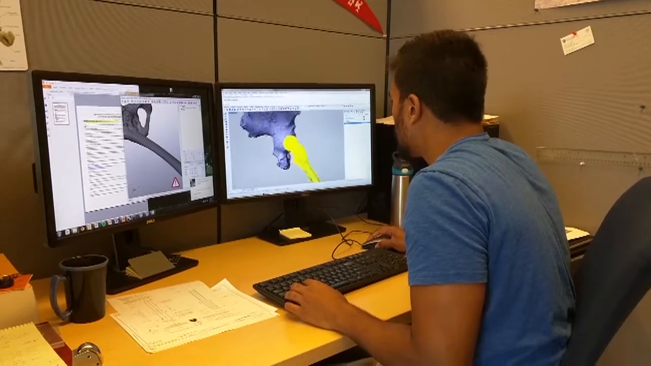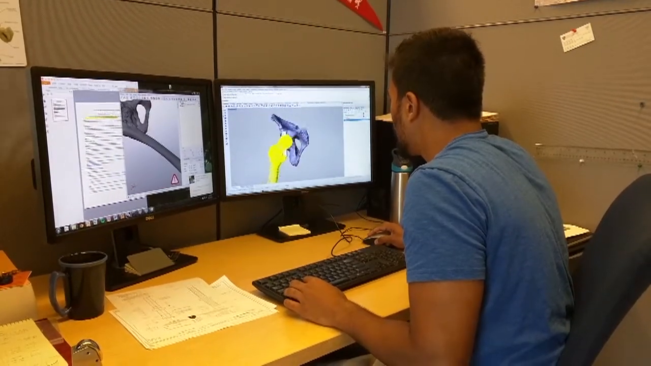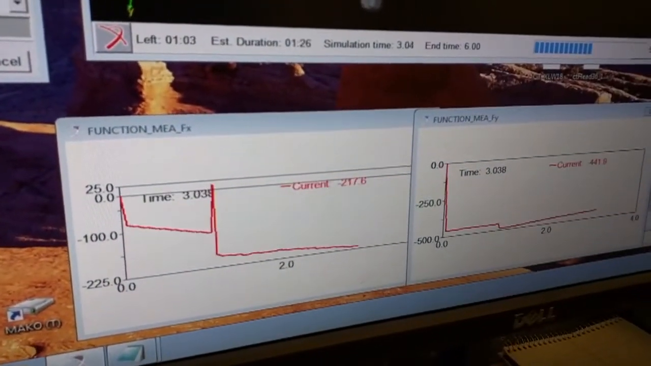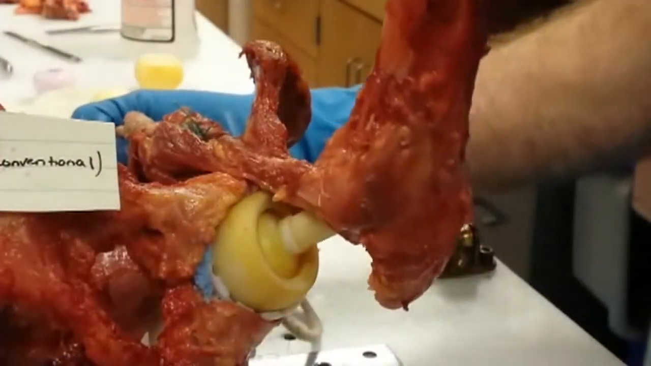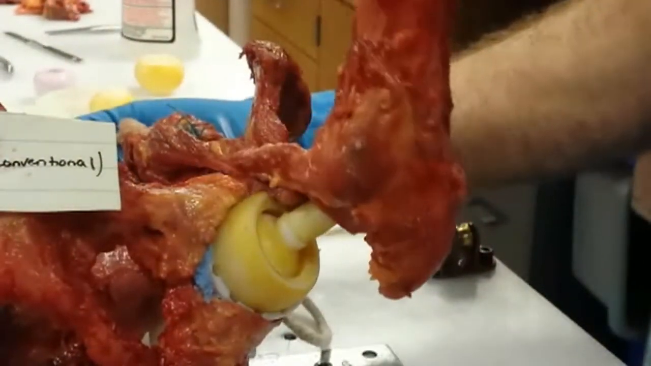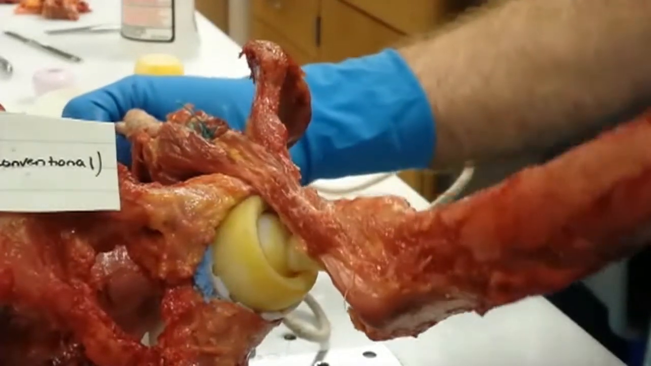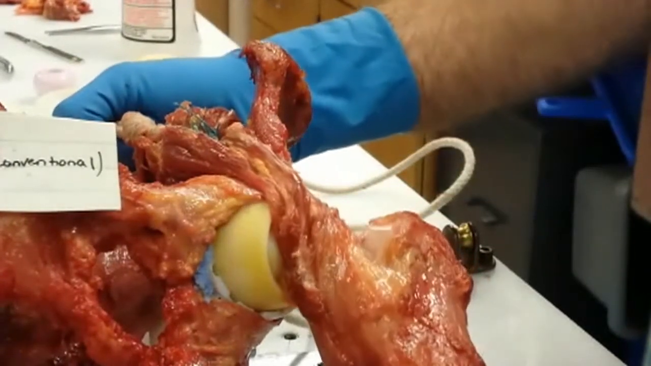One of the challenges with designing this type of implant is that it is difficult to assess the effectiveness of design iterations in meaningful ways. In this cadaver study, we attempt to assess the difference between the contoured design and the conventional design, and how they interact and interfere with the surrounding soft tissue.